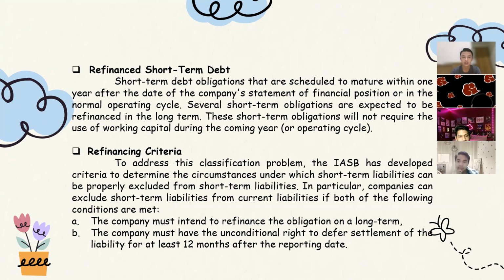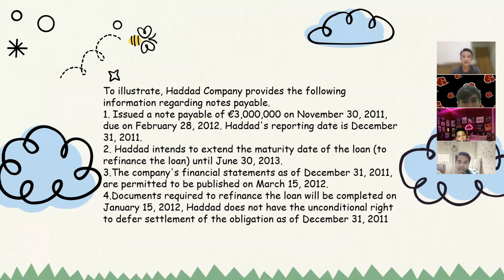Next, refinancing criteria. To address this classification problem, the IASB has developed criteria to determine the circumstances under which short-term liabilities can be properly excluded from current liabilities. In particular, companies can exclude short-term liabilities from current liabilities if both of the following conditions are met. First, the company must intend to refinance the obligation on a long-term basis. Second, the company must have the unconditional right to defer settlement of the liability for at least 12 months after the reporting date.